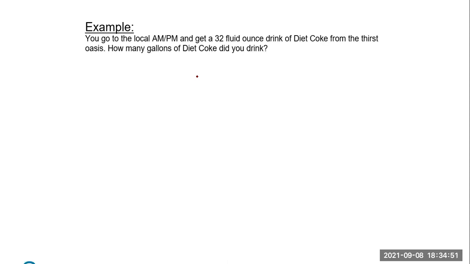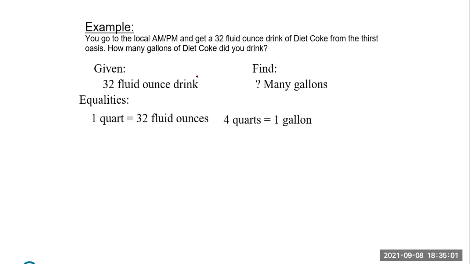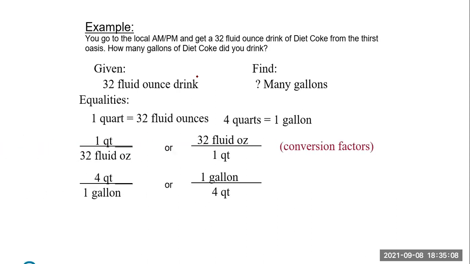All right, so why don't you try one here? You go to the local AM PM, you got a 32 fluid ounce drink of Diet Coke. How many gallons did you drink? Let me give you some equalities that might be helpful for you. There you go. And I'll even give you the conversion factors there as well. All right, so see what you come up with here. How many gallons of Diet Coke did you drink?